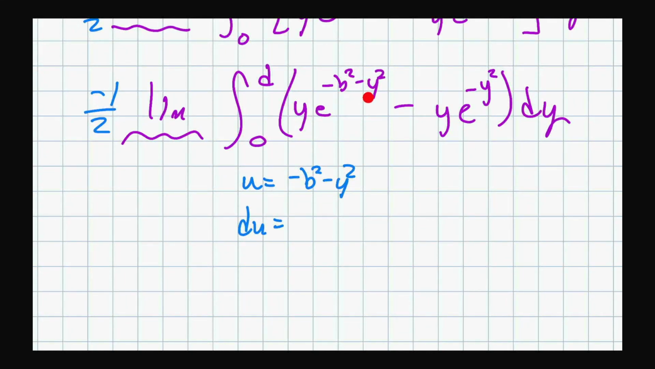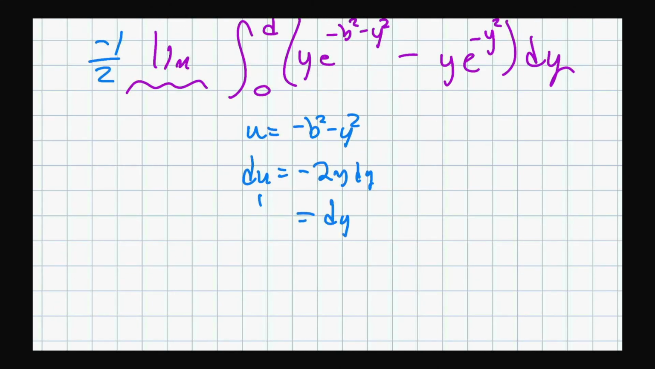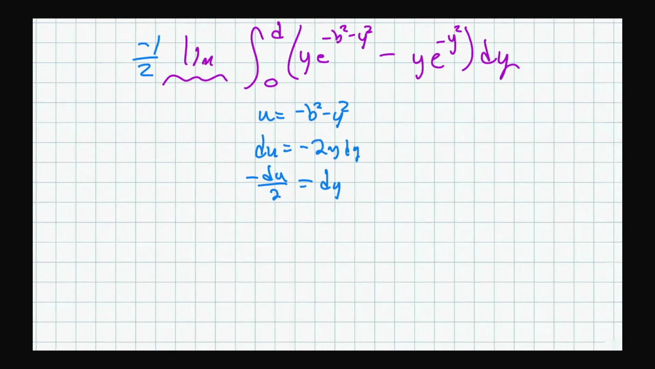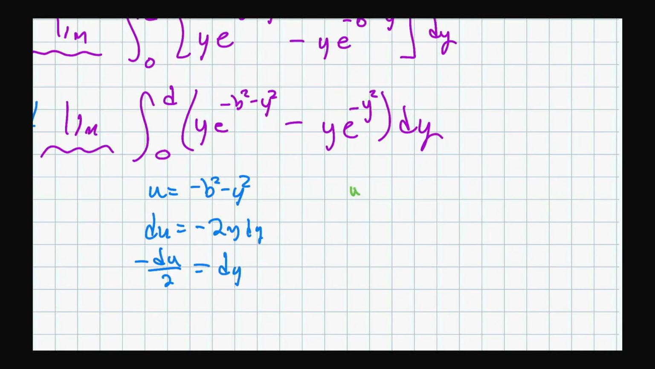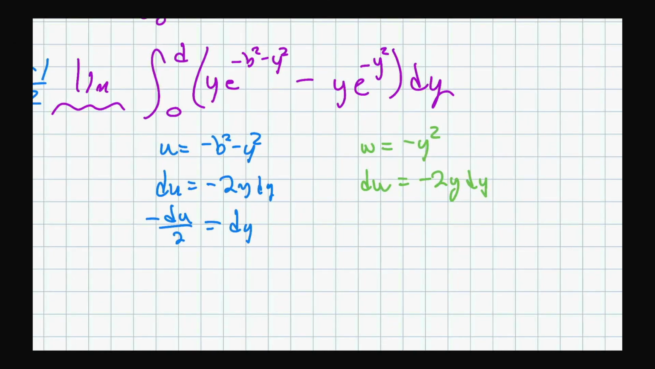So u is negative b squared minus y squared for this integral. So the derivative is negative 2y squared. No, it isn't, negative 2y dy. So y dy is du over negative 2 again. You also have to do the same sort of thing over here where you're going to have another substitution. I'll call it w. Like w is negative y squared. So dw is negative 2y dy. So over here, y dy is negative dw over 2.